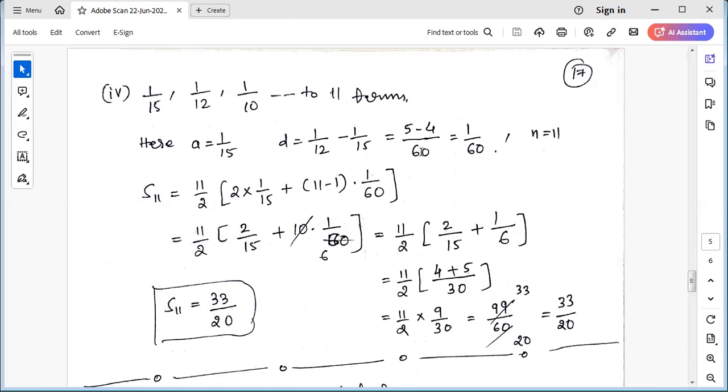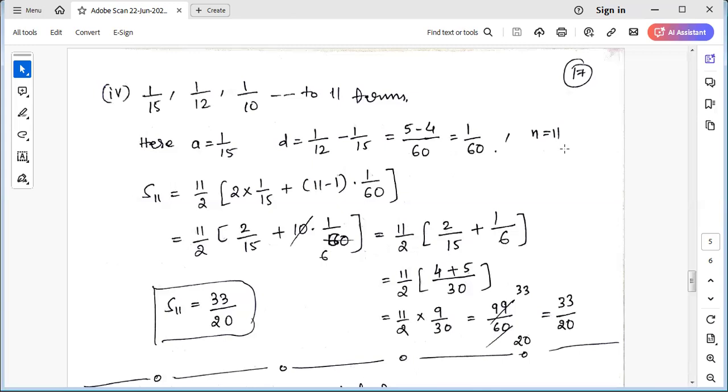So here the LCM becomes 60. 12 fives are 60, so it is 5, and 15 fours are 60, so it is 4 here. So it is 5 minus 4 divided by 60. 5 minus 4 is 1, so it is 1 by 60. And here n is equal to 11, because 11 terms are there.